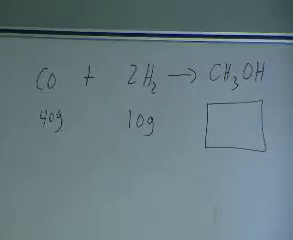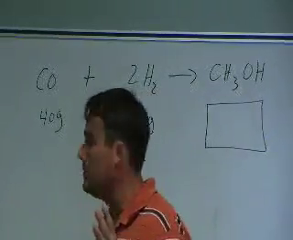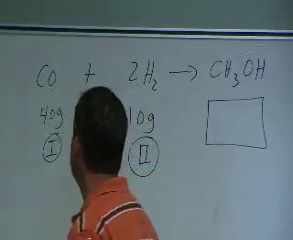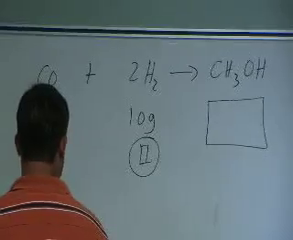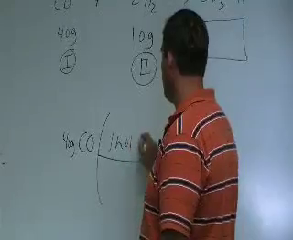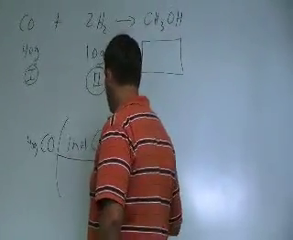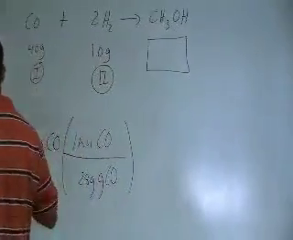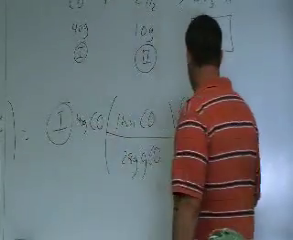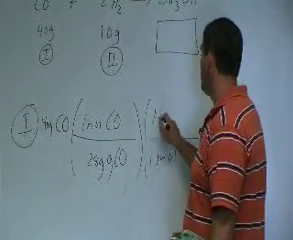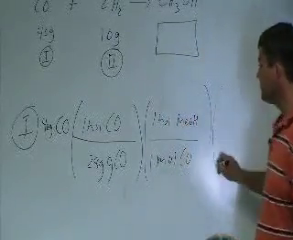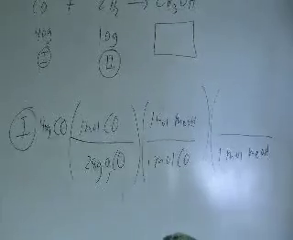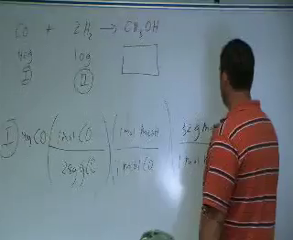Now, we got two masses, so it's not possible to determine which one is limiting. So that means we got to set ourselves up two equations. All right. 40 grams of carbon monoxide. All right, 1 mole of carbon monoxide is going to be in how many grams? Well, 12 plus 16 is what? 28 grams. This is calculation Roman numeral 1. Now, what's my ratio? 1 mole of CO per 1 mole of methyl alcohol. Okay. And in 1 mole of methyl alcohol, that's going to weigh 15 plus 17, 32 grams of methyl alcohol.